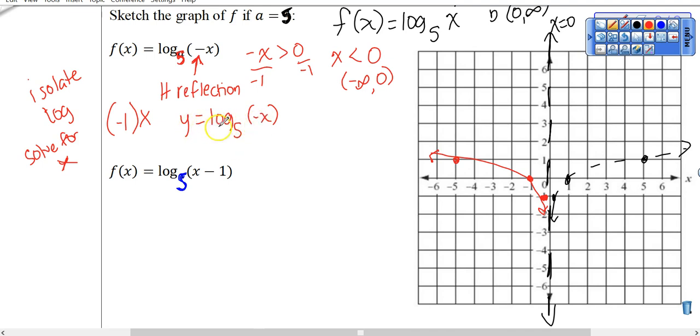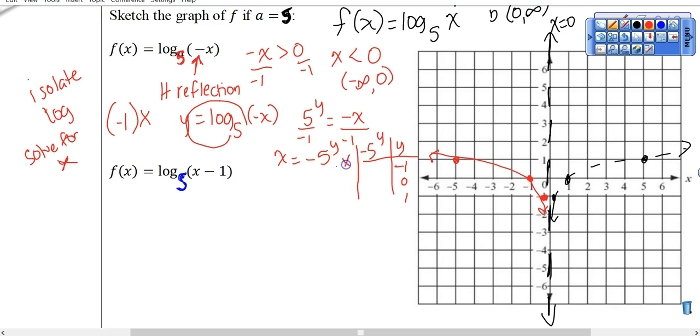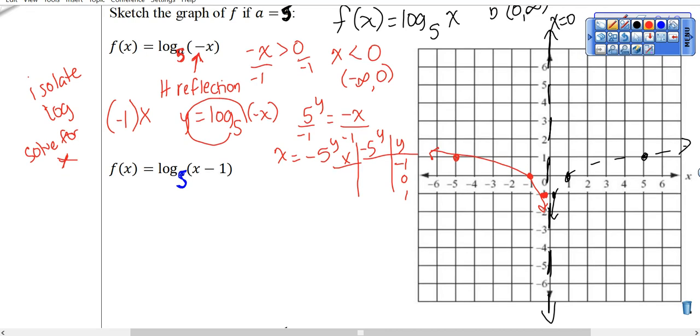So my log's already isolated. So I'm going to convert 5 to the y equals negative x, and then solve for x. So I would divide by negative 1. So x is equal to negative 5 to the y. And then you just pick values for y, negative 1, 0, and 1. You do a negative 5 to the y power, and you'll find your x's. They will be the points that we just graphed. Okay? Questions?